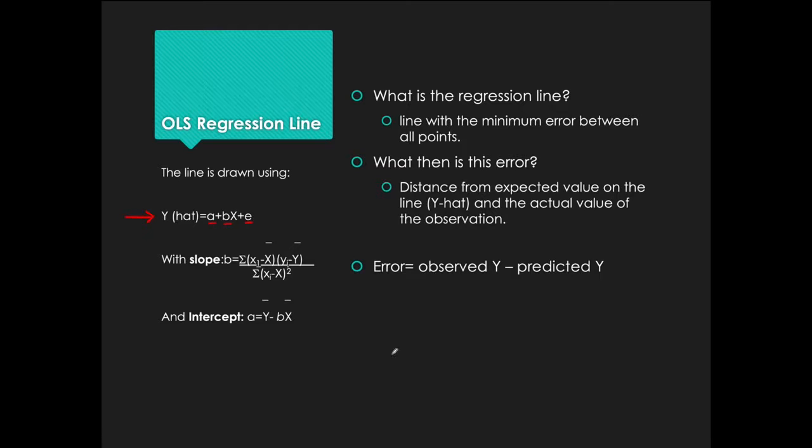Okay, so what is the regression line? The regression line is a line with the minimum error between all points. What then is this error exactly that we're talking about? It is the distance from the expected value on that line to the actual value of the observation. So error in this case, right here, that's kind of the neat little addition to this simple algebraic equation, is the difference between your observed and your predicted dependent variable points.